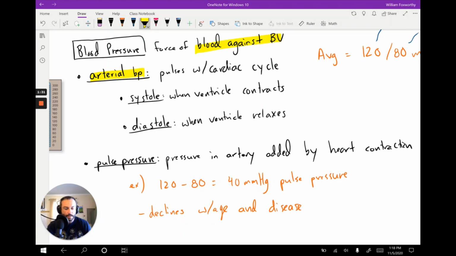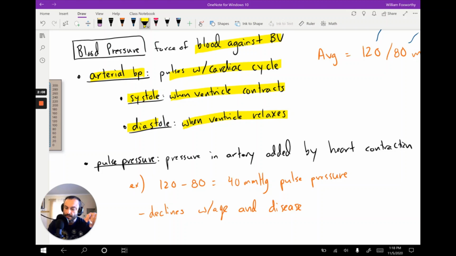The arterial blood pressure pulses with the cardiac cycle. So it's highest when the heart is contracting and lowest when the heart is relaxing. The systolic pressure in your arteries is the pressure when your ventricles are contracting, and the diastolic pressure is the pressure when your ventricles are relaxing. If you feel your pulse anywhere, in your wrist or here in your neck, that's the pulsing caused by the contraction of your ventricles. That means you're feeling your arteries.